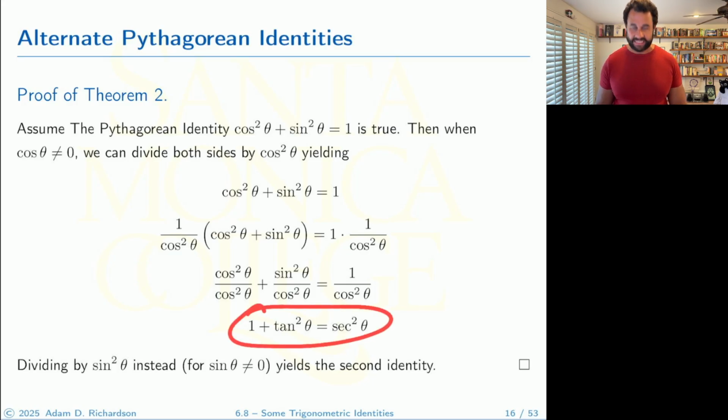So there's the tan identity. Dividing by sine squared of theta instead yields the second identity. So you can practice that one on your own if you want a good exercise. You can do that there.